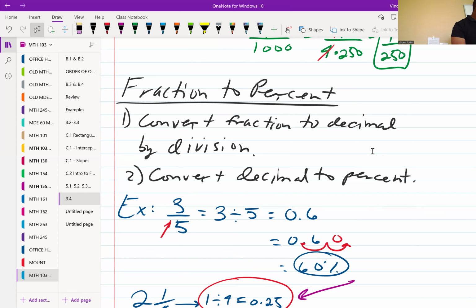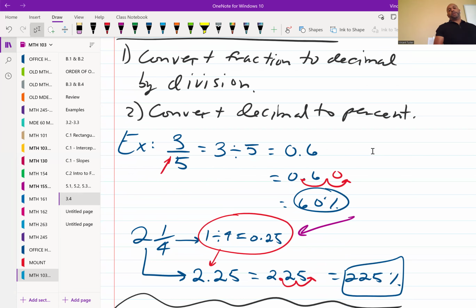One more like this. So if I have 2 and 1/4, that 2 is your whole number, so it'll be to the left of your decimal. That 1/4 will be to the right of your decimal, actually the decimal part. So 1 divided by 4 is 0.25. And so that's 2.25. Move your decimal 2 places to the right, that'll be 225%.